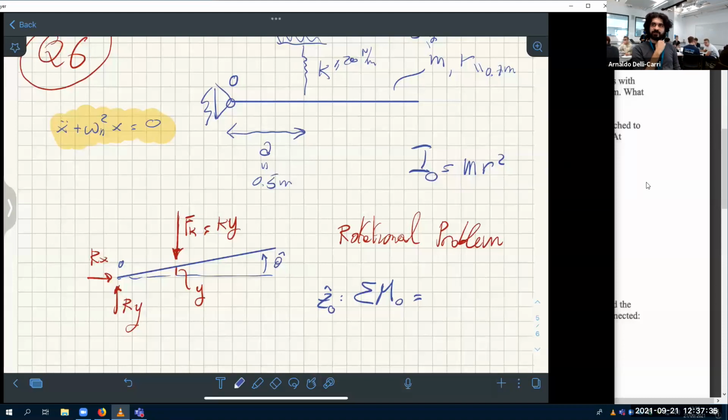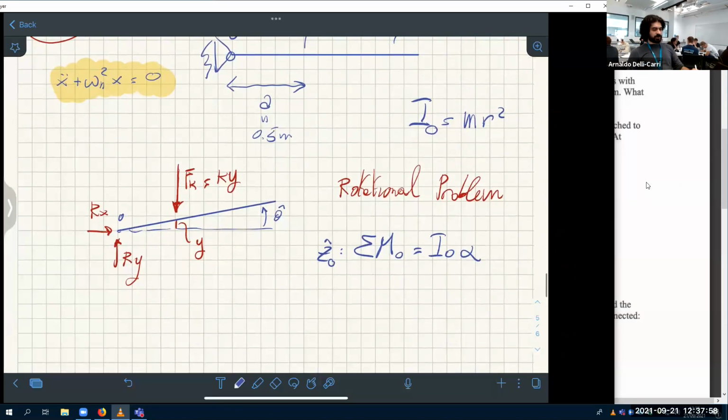Can you say it out loud, please? Okay, so you have the mass moment of inertia times the angular acceleration. So it's IO times alpha. Remember this? Now we have to repurpose this, but first let's find what is MO.